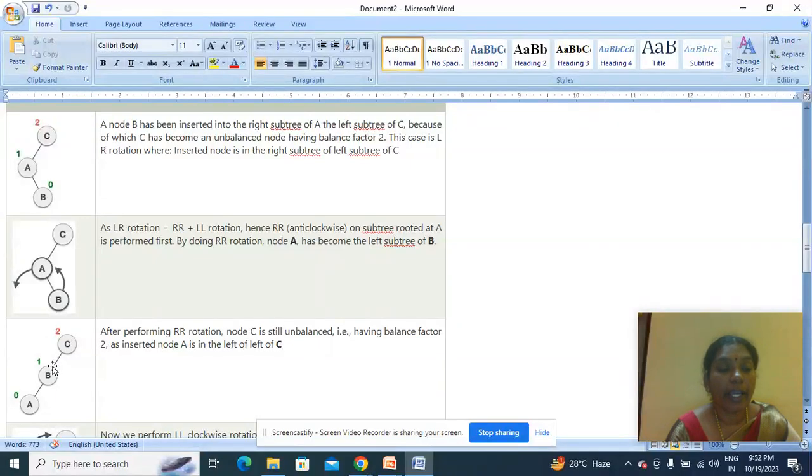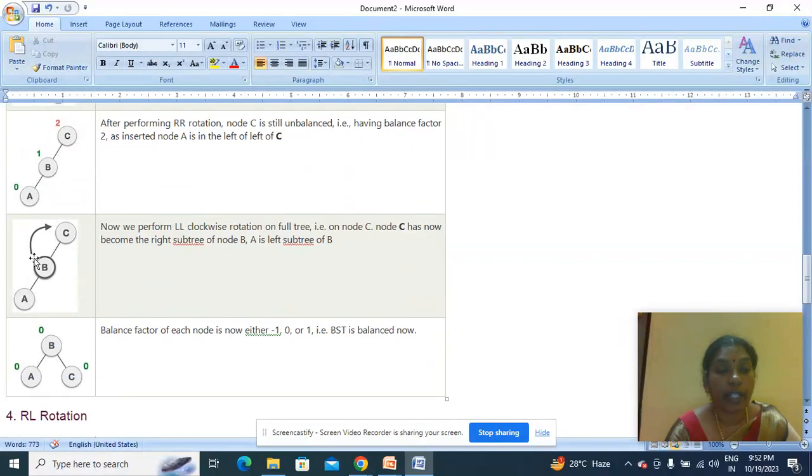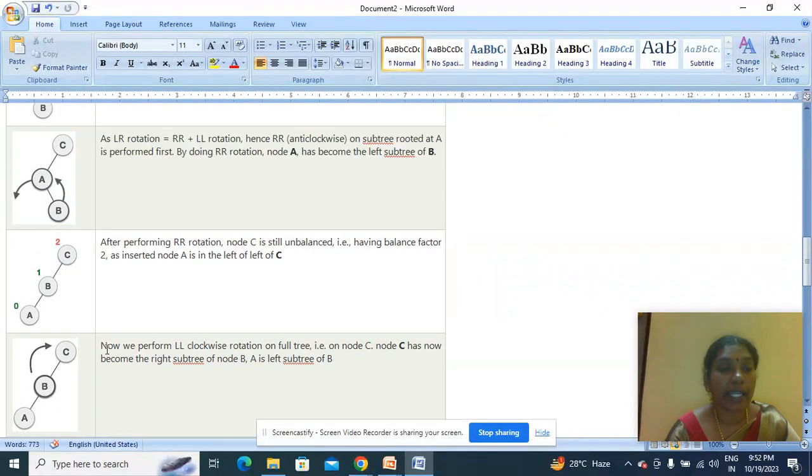So now again we are going to take the LL case, one rotation in the clockwise direction. So now B becomes the root node, and then A is the left child and C is the right child. So this is called the LR case.